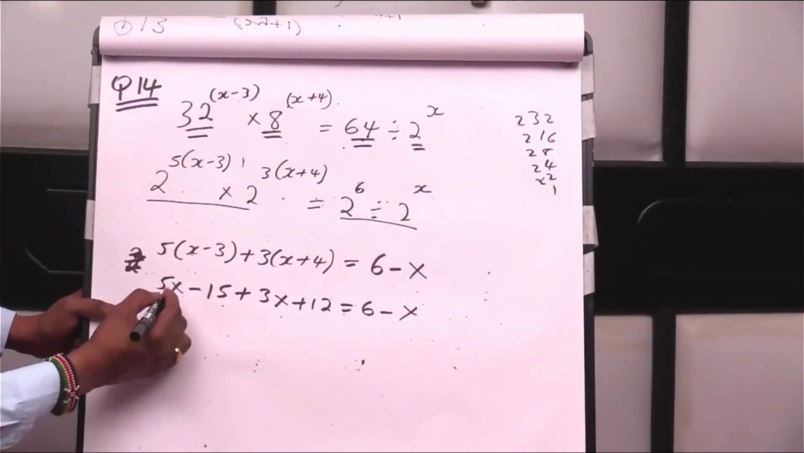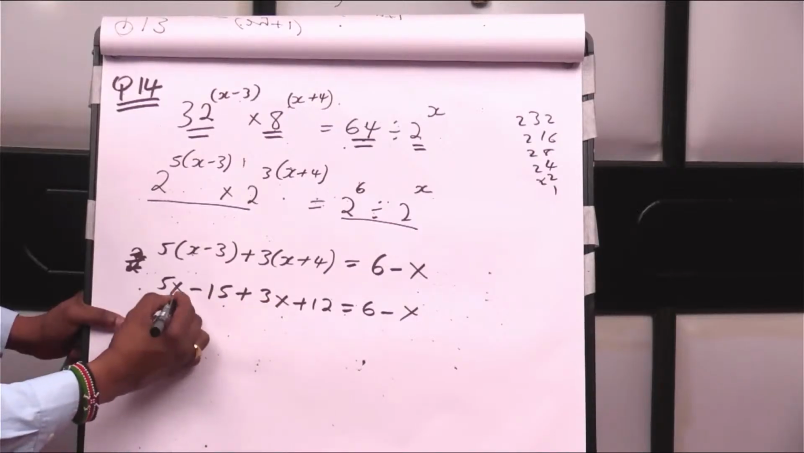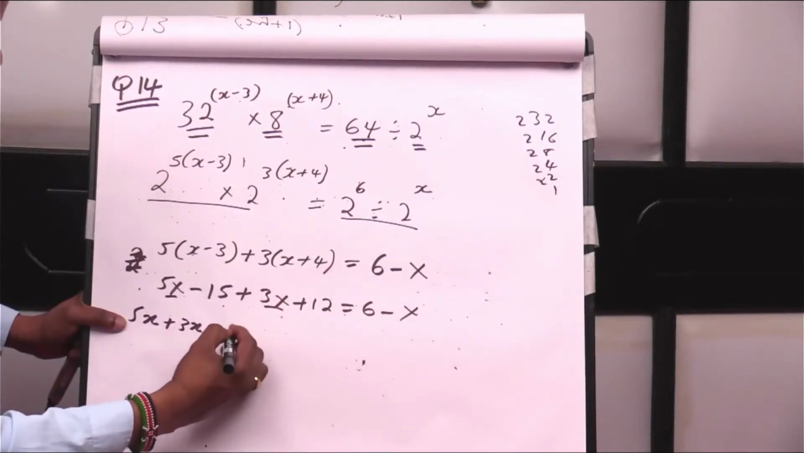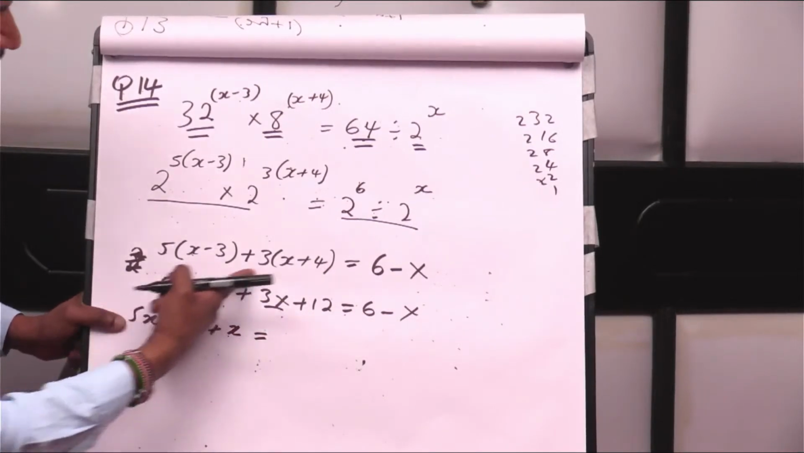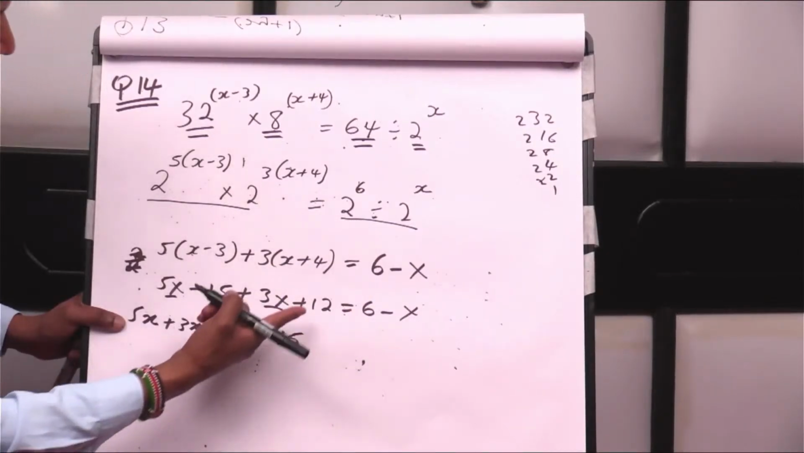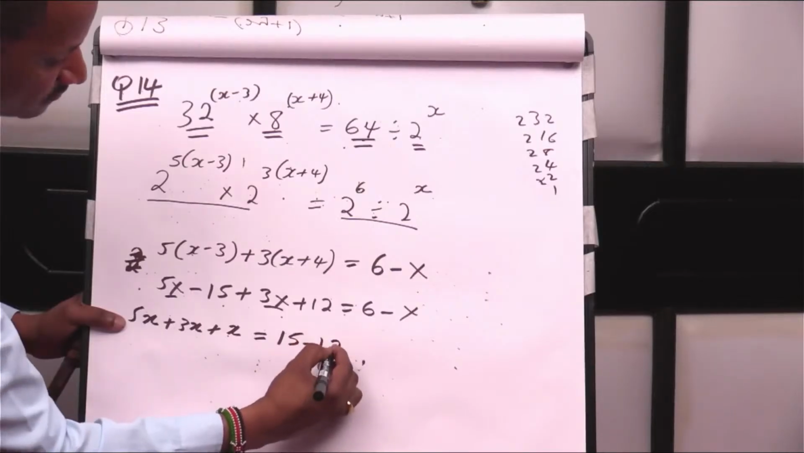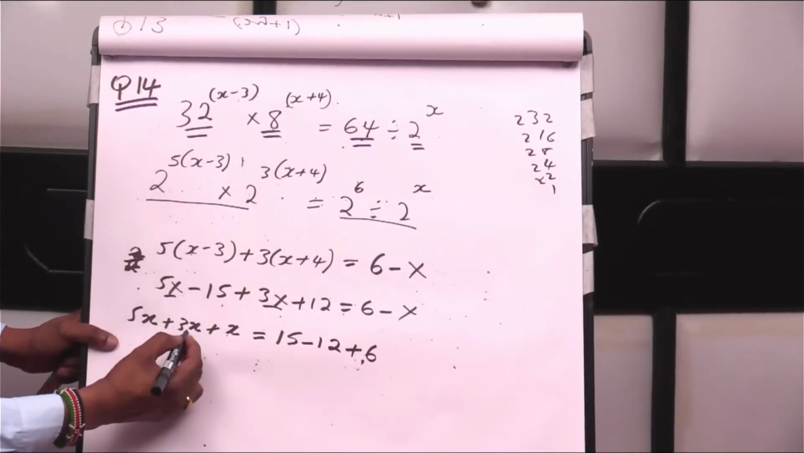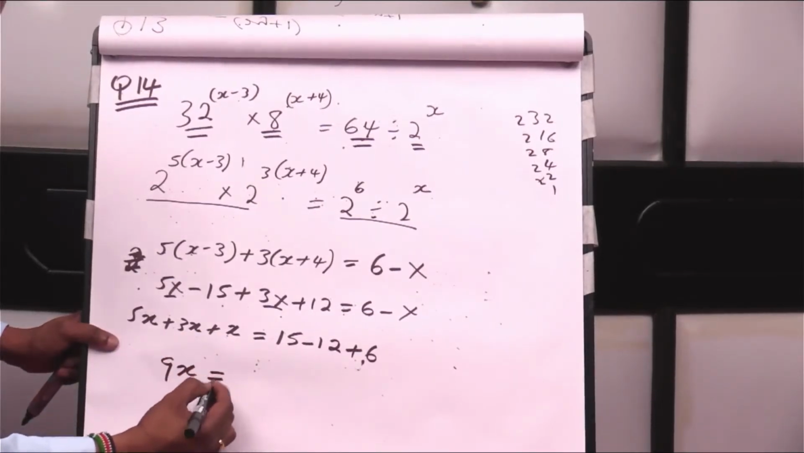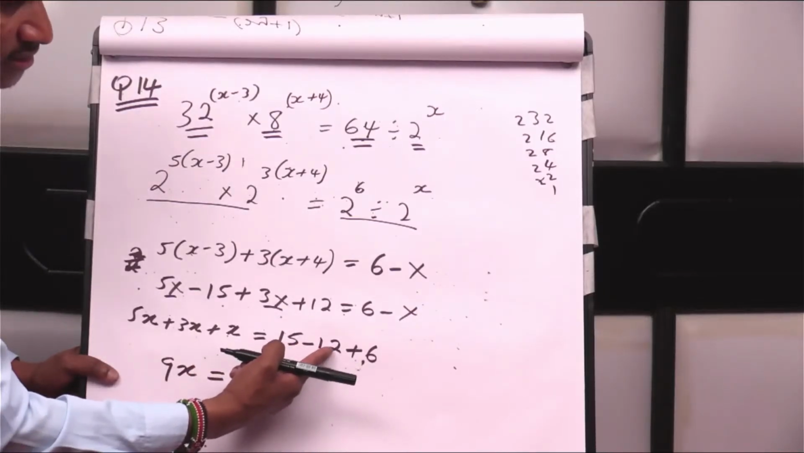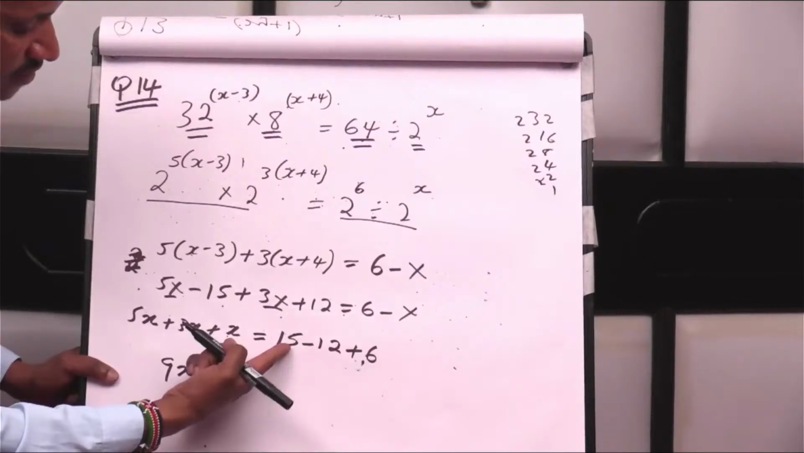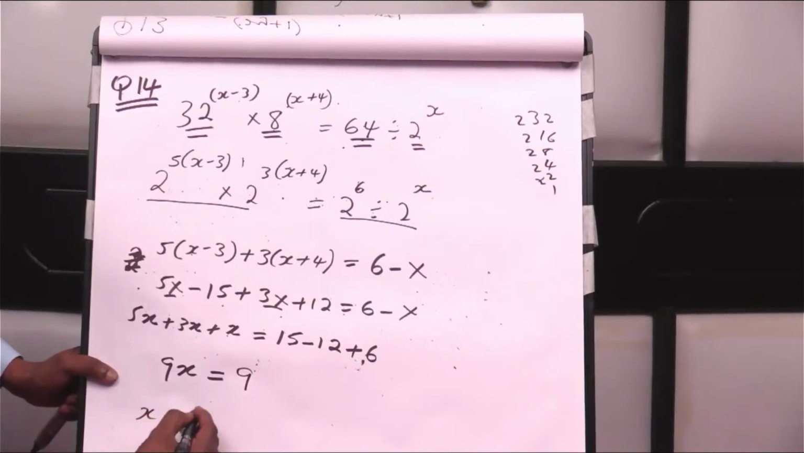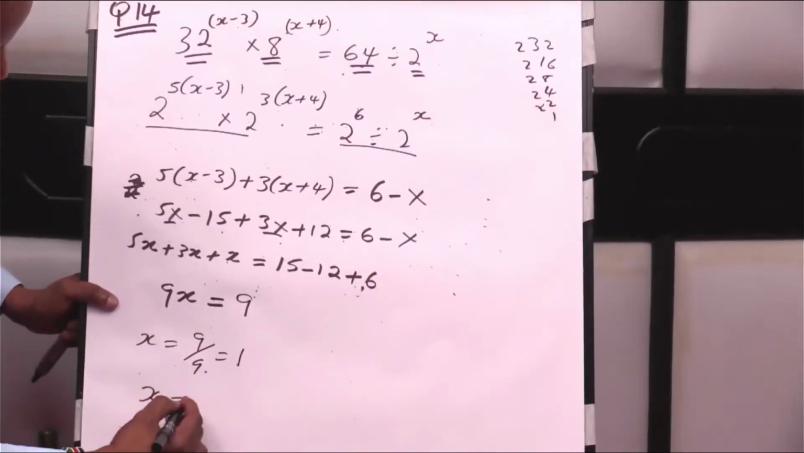Collect the like terms. 5x plus 3x, then x crosses the other side and becomes plus x, equals minus 15 crosses and becomes plus 15, plus 12 crosses and becomes minus 12, then we have 6. So 5x plus 3x is 8x plus x is 9x equals 15 plus 6, which is 21, minus 12 is 9. So x is 9 over 9, which is 1. So x is 1.